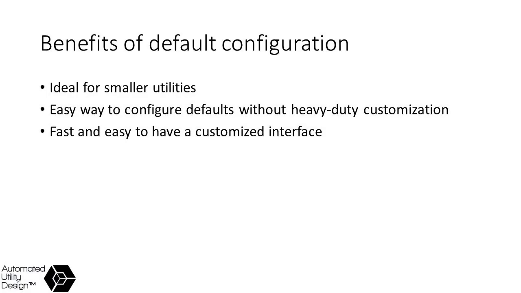This new capability should prove especially useful for smaller utilities, because it provides an easy way to configure the default selections to only display what makes sense for their utility without requiring any heavy-duty customization. Rather than making extensive changes to the ribbon to simplify selecting specific components for different types of designs, this feature makes it fast and easy to achieve a customized user interface with less overall work.